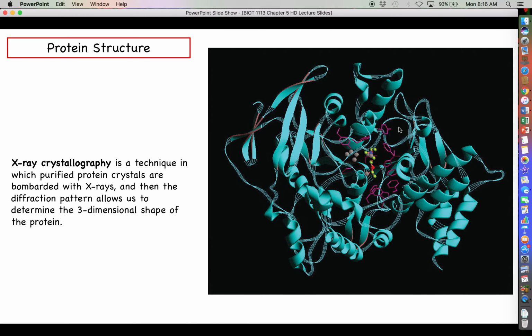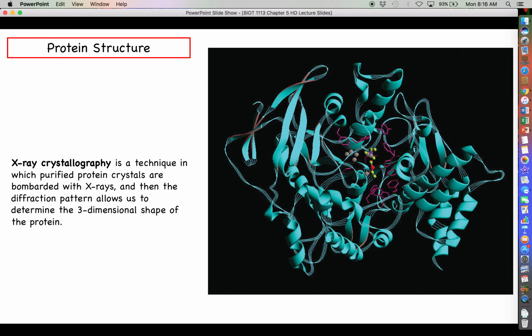So whatever the 3-dimensional shape of the protein ends up being, it's going to be done in such a way that all those side chains are as satisfied as possible. The way you actually end up with a structure like this is by using a technique called X-ray crystallography, which is not something that we're really going to talk about in this class.